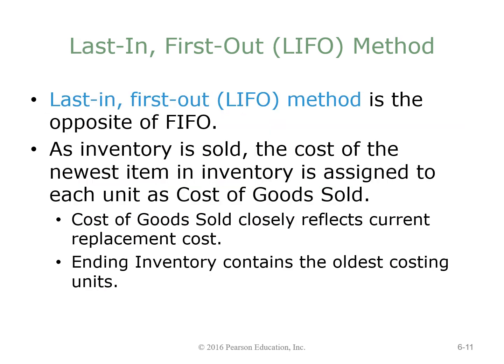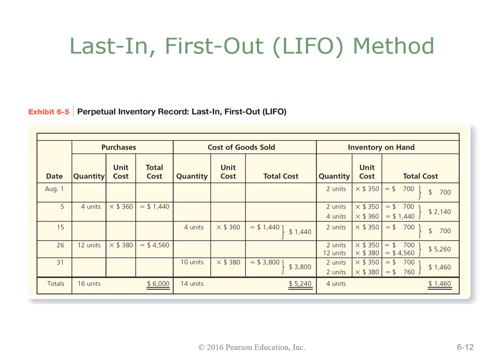The next method is the last in, first out method, LIFO, and it is the opposite of the FIFO, which means the inventory sold is at the cost of the newest item in the inventory. What comes last goes out first. So here the cost of goods sold will reflect the current replacement cost, and the ending inventory will contain the oldest costing units. And here comes our example again.